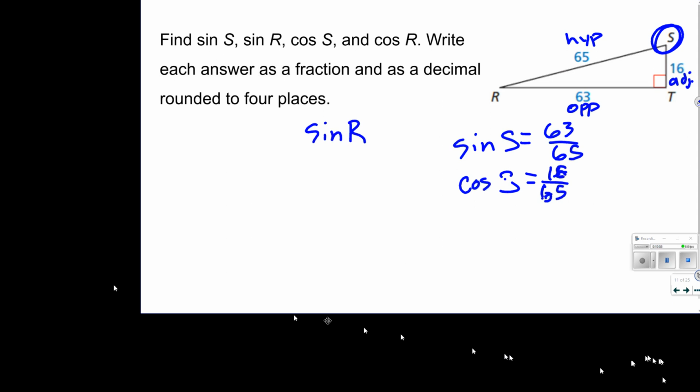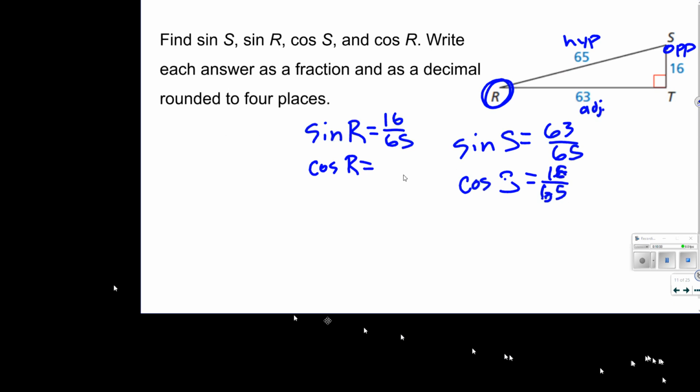Okay, now when I go to find r, it's changing. So now instead of s being my angle, r is now my angle. 65 is still the hypotenuse, but now the 16 becomes the opposite side, and the 63 becomes the adjacent side. So the sine of r is equal to the opposite over the hypotenuse, which is 16 over 65. And the cosine of r is equal to the adjacent over the hypotenuse, which is 63 over 65. Okay, so there's the sine of r, cosine of r, sine of s.